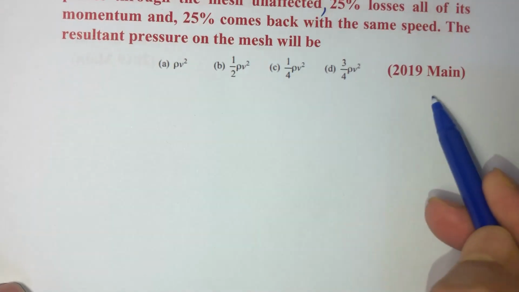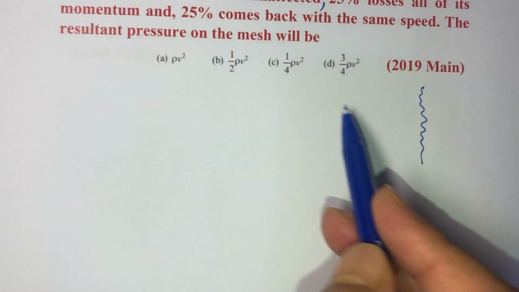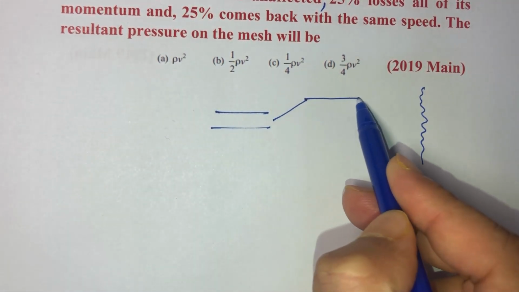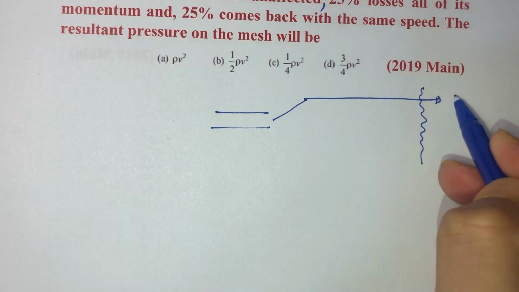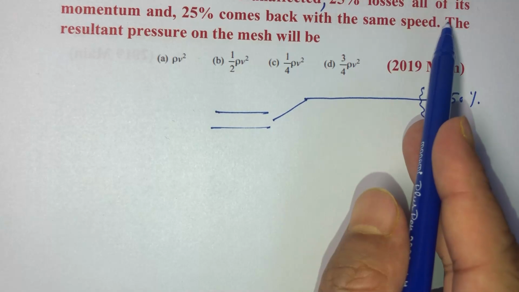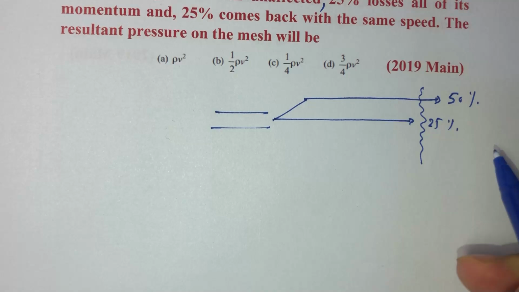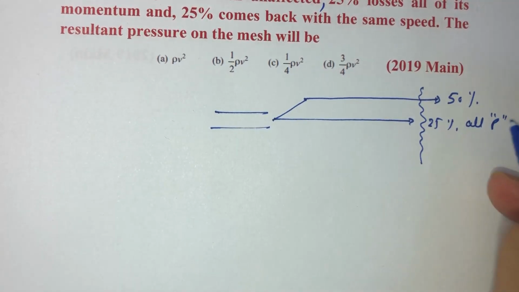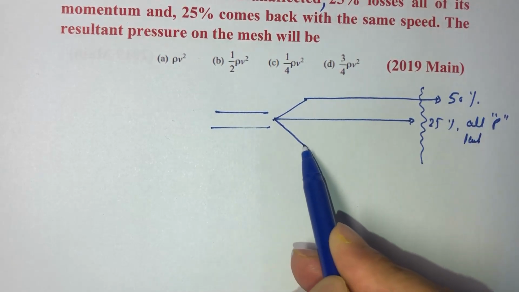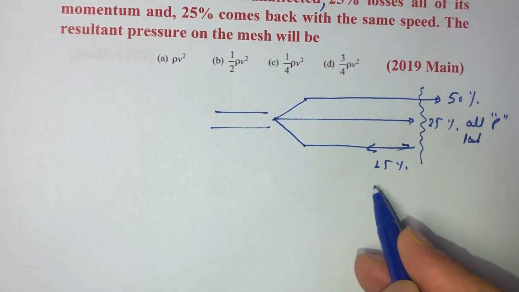So in this case, suppose this is a mesh and the liquid which is coming from the hose pipe can be divided into 3 segments. First segment passes through the mesh unaffected, which constitutes 50%, and the second 25% loses all of its momentum, so all momentum is lost, and finally the last 25% is going to come back.